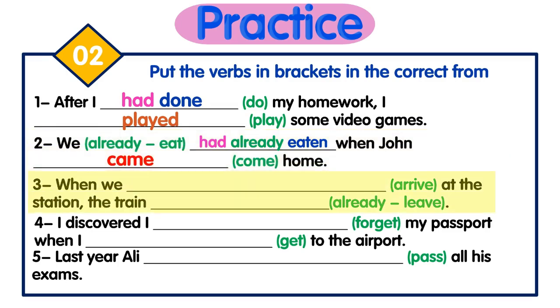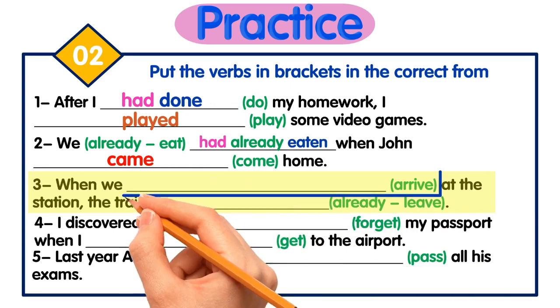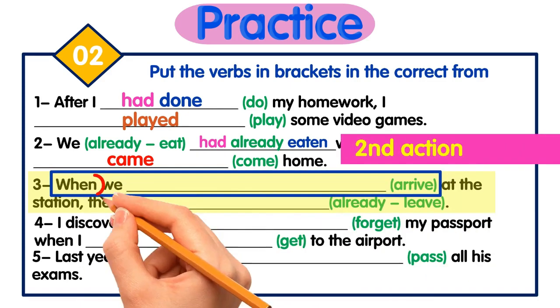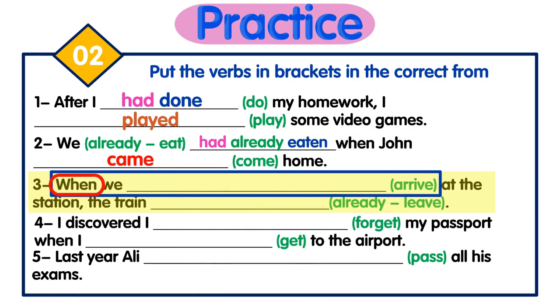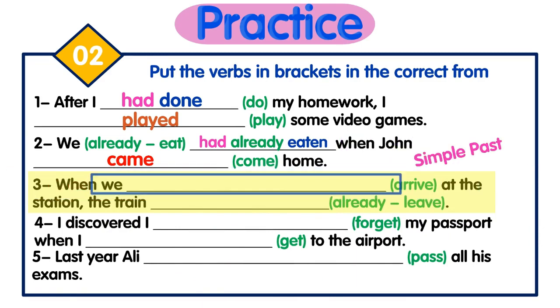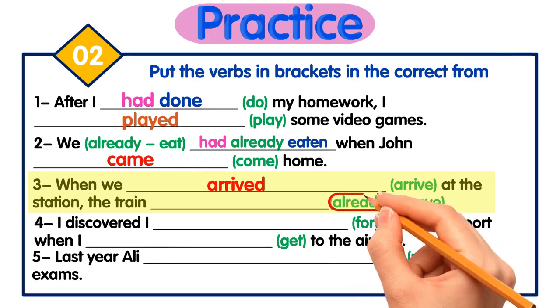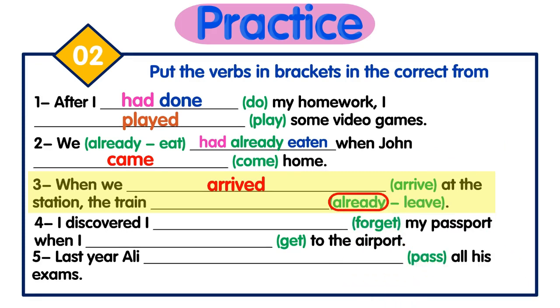Sentence number 3. When we arrive at the station, the train already leave. The sentence here, when we arrive, is the second action. And also, as I said, when we have when, it is always followed by the simple past. So the answer is, when we arrived at the station. And also need to put the verb leave here in the past perfect because it is the first action. And we have the word already here. So we're going to say, the train had already left.